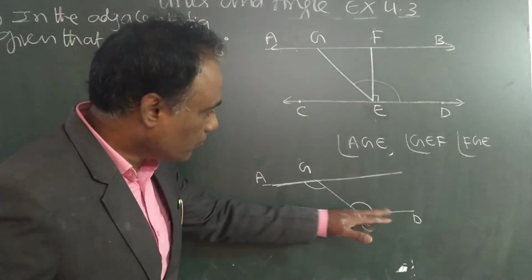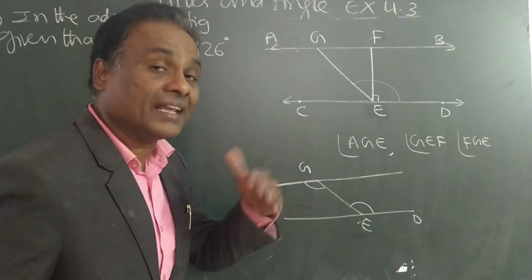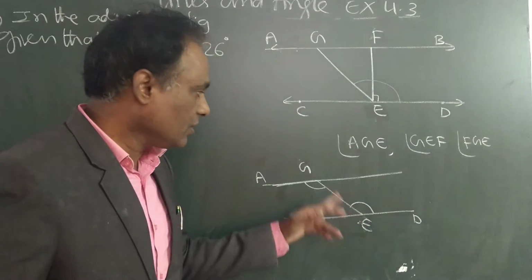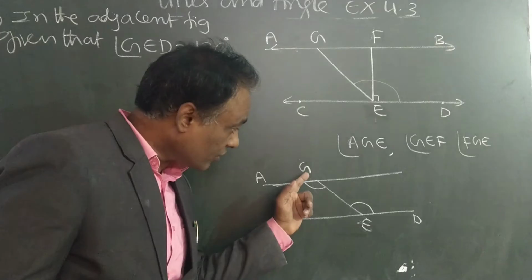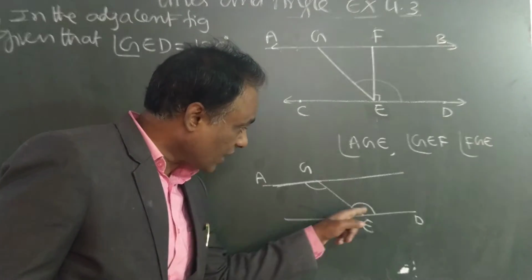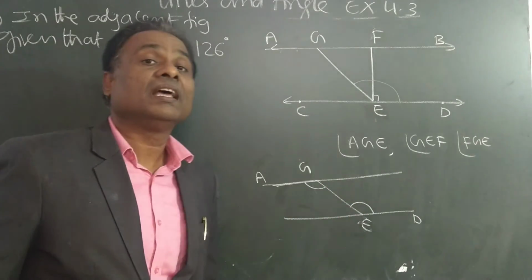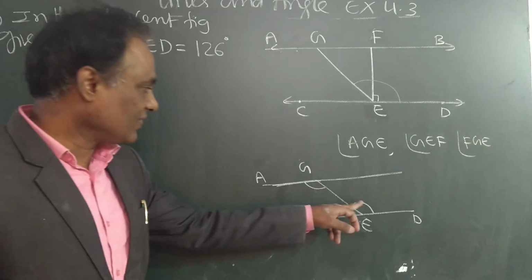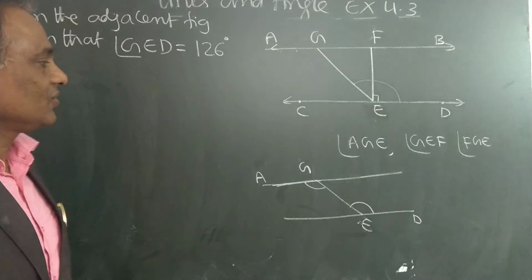Both are interior alternate angles, the angles inside the lines on opposite sides of the transversal. Suppose this is a transversal, so these are the opposite sides. These two are called alternate angles. So this angle is equal to this angle.